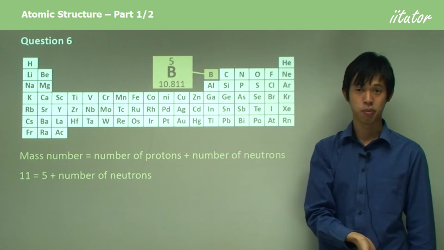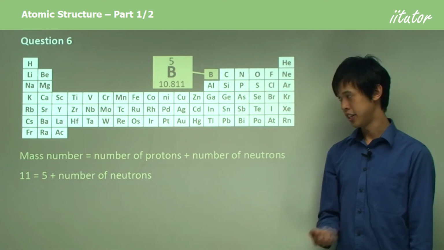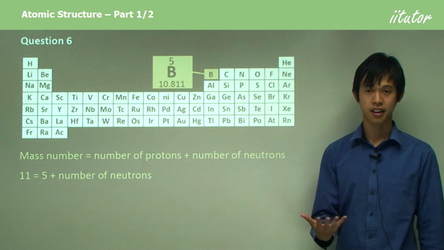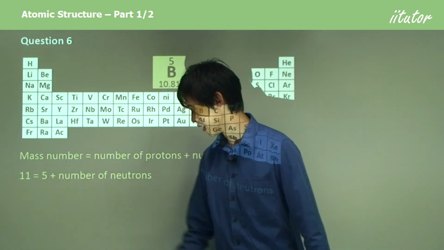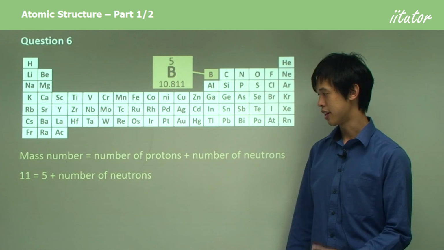Now we know the atomic number, the number of protons, is the atomic number, and it's here. It's always the integer number. The number of protons, or the atomic number, is 5. So the number of protons is also 5. So we put that into our equation: 11 equals the number of protons, which is 5, plus the number of neutrons.